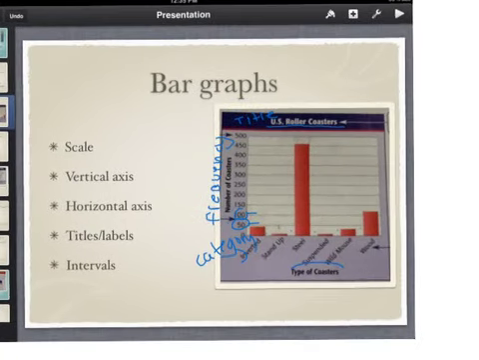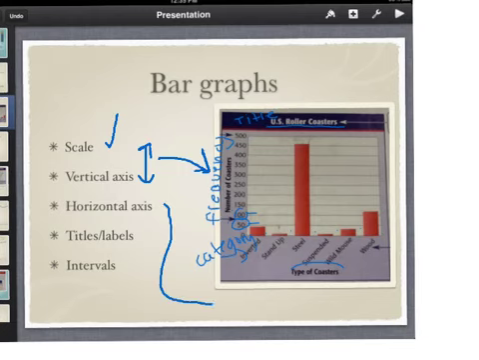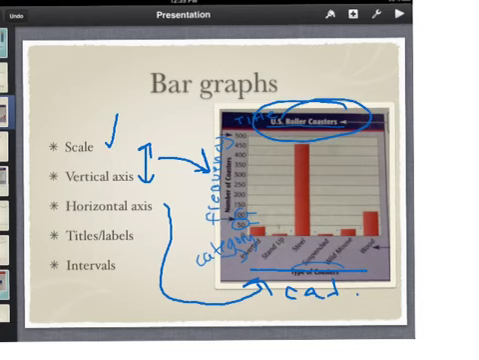So our scale is indicated here. We talked about the scale and the fact that the scale is consistent. The vertical axis, that's the up and down axis, always shows the frequency. The horizontal axis is this one right here, and it shows the categories. Titles and labels, we always have titles. We label all of our data so that we know what we're looking at. And we talked about intervals, and those intervals are the spaces on our scale, the distance between each number on the scale.